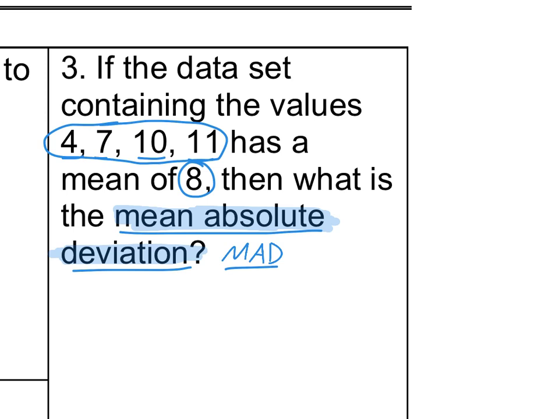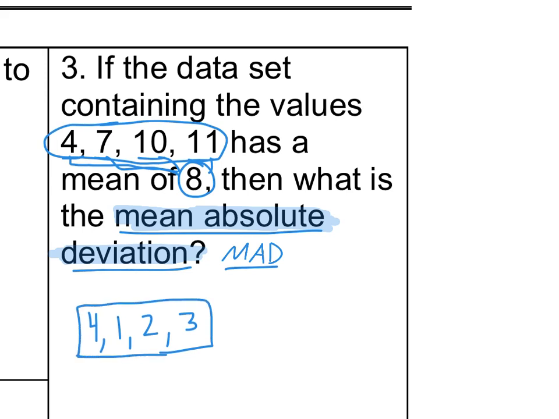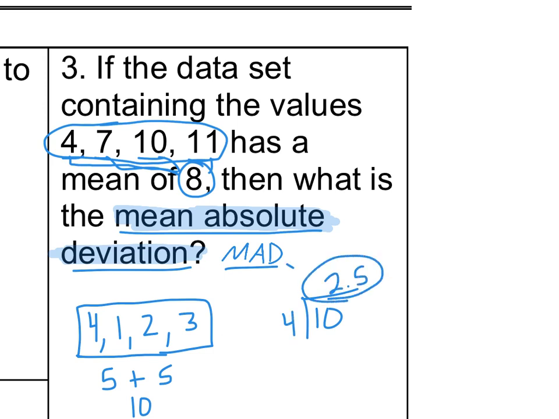So what we're going to do now is make a new list, right, of how far each number from the data is from the 8. So 4 is 4 away from 8. 7 is only 1 away from 8. 10 is 2 away from 8. And 11 is 3 away from 8. Now I find the mean of that. So 4 plus 1 is 5. 2 plus 3 is 5. 5 plus 5 is 10. And now I'm going to do 10 divided by 4, which is going to be 2.5. And that is our MAD.